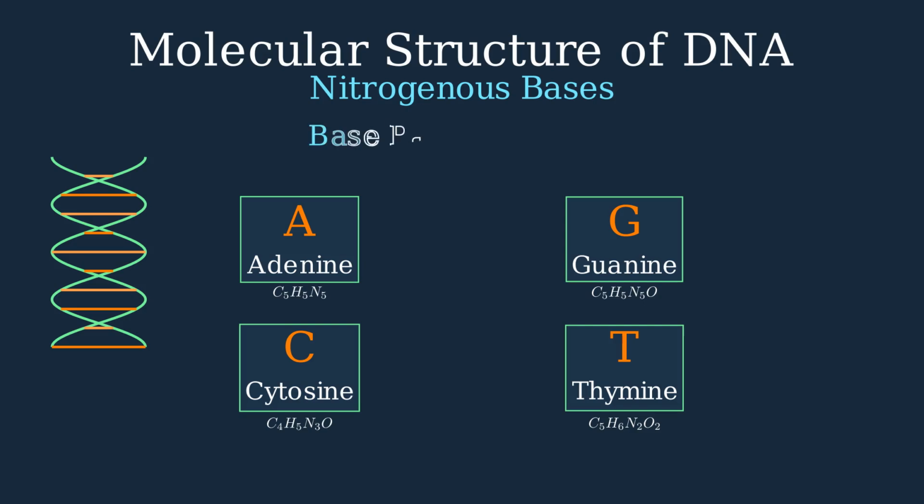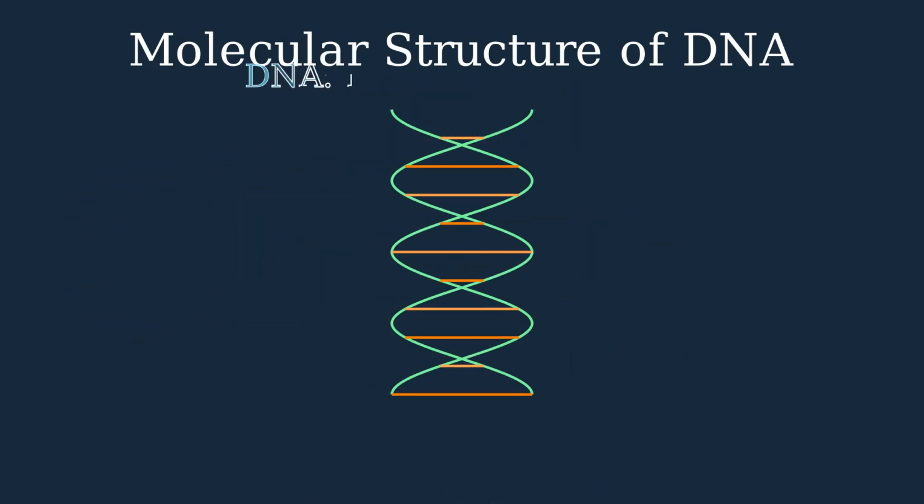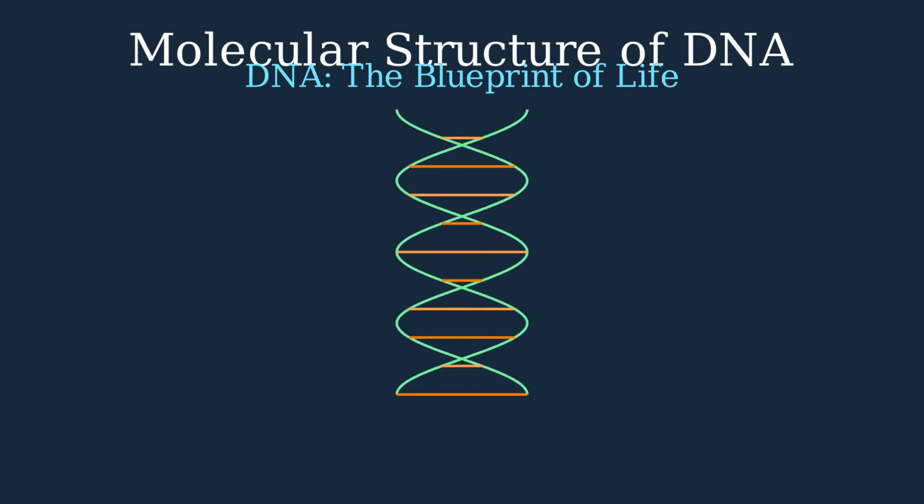In the DNA double helix, these bases pair up according to specific rules. Adenine pairs with thymine, and guanine pairs with cytosine. This double helix structure of DNA provides the molecular basis for storing and transmitting genetic information in living organisms.